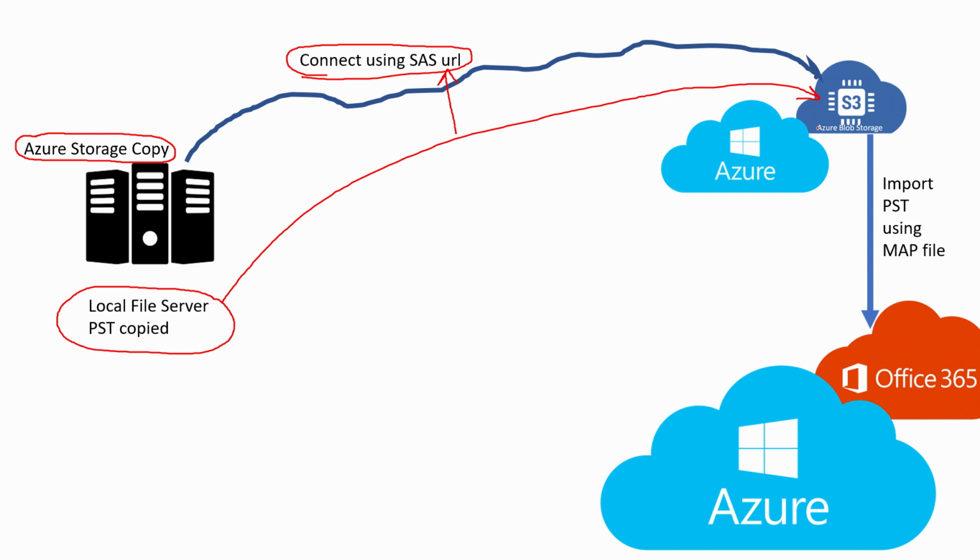Once you complete the upload to Azure Blob Storage, the next step is to import the PST to Office 365. For that, you need to create a map file. Map file is a CSV file which includes the PST name and the account name and other details like where you have to import, to sent items or inbox or archive, like that. So once you prepare the map file, then you can start importing your PST from Blob Storage to Office 365. Let us see one by one how to execute all these steps.